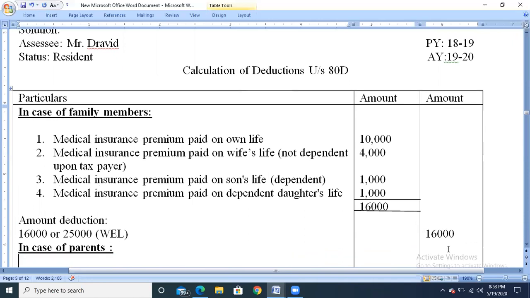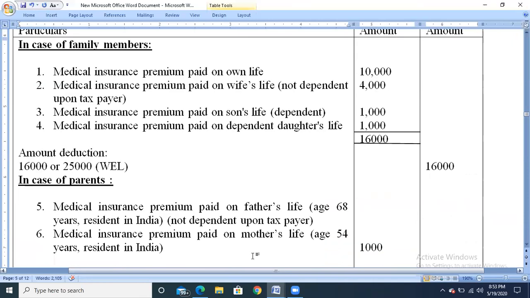And in case of parents, medical insurance premium paid on father's life, age 68 years, means he is a senior citizen, resident in India, not dependent upon taxpayer. So the amount is 1,000. And medical insurance premium paid on mother's life, age 54 years, which is less than 60 years, means she is not a senior citizen, 40,000.